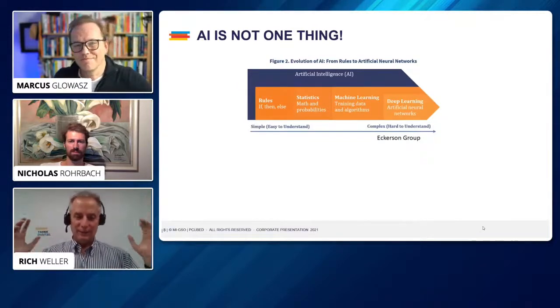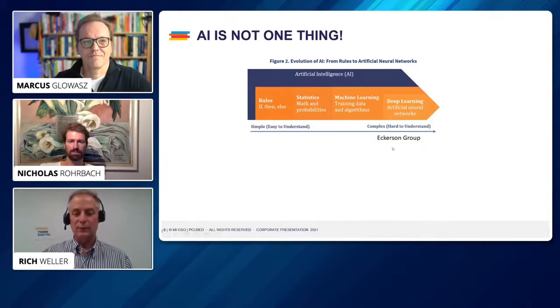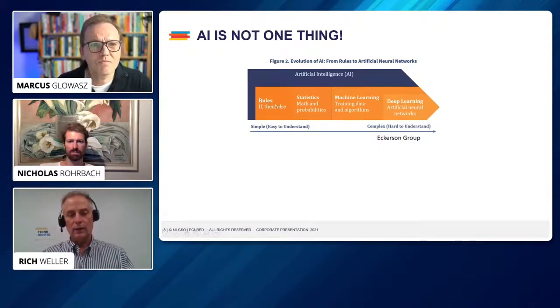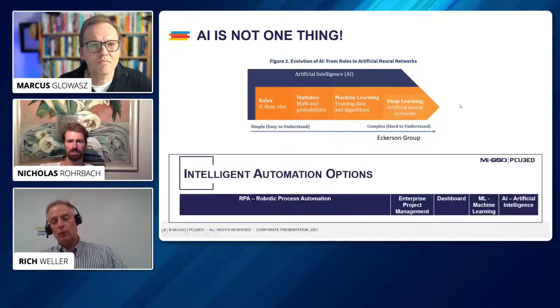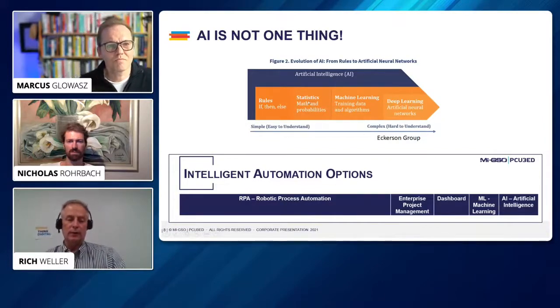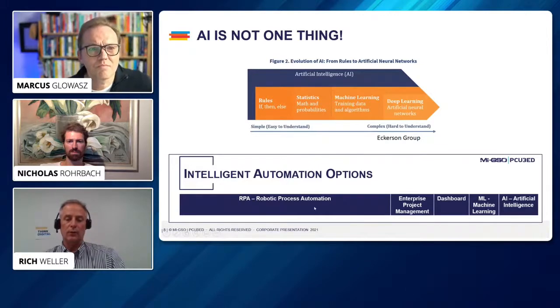Sure. Okay, so the first thing I'm going to show you here is, hey, I'm not making this stuff up. Here's some research pulled together by the Eckerson Group, and they're talking about the evolution of AI, and they've got a scale here, moving from rules to statistics to machine learning to deep learning, where your artificial intelligence is. And what we've developed is what I call a complexity model, if you will. You'll notice the similarity between the Eckerson Group's research and what we've pulled together. And you'll notice that robotic process automation is on the left, whereas the true AI is on the right.